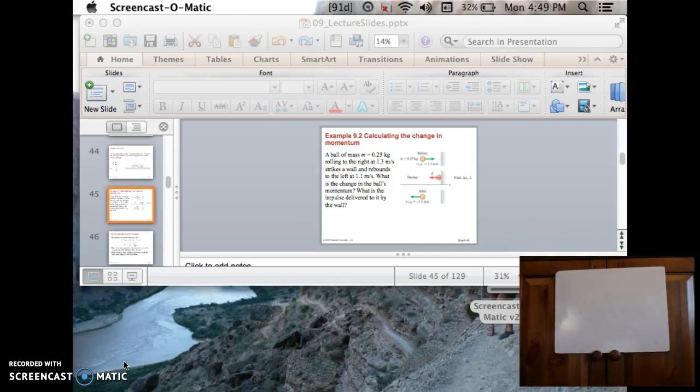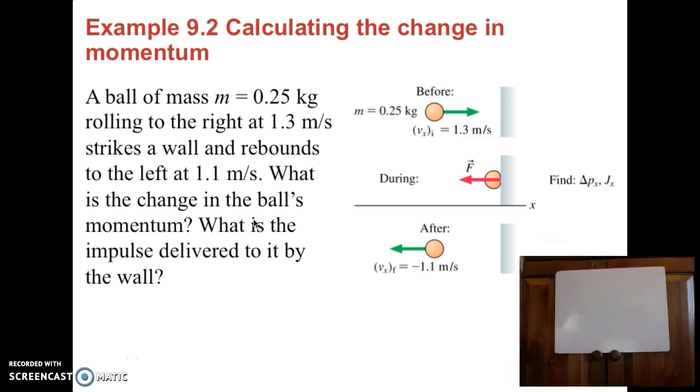All right, guys, so we are going to pick up where we left off in the notes. So with example 9.2, using the impulse momentum theorem. A ball with a mass of 0.25 kilograms is rolling to the right at 1.3 meters per second and then rebounds to the left, so again in the opposite direction, which means opposite sign, at 1.1 meters per second. So we are going to calculate the change in momentum of the ball and the impulse delivered to the ball.